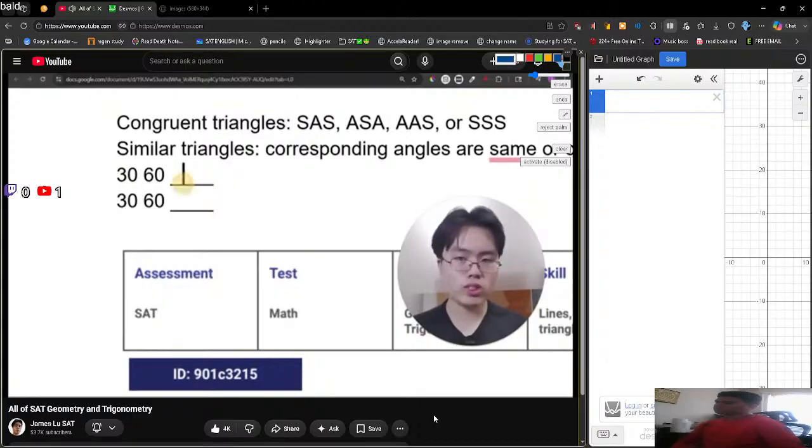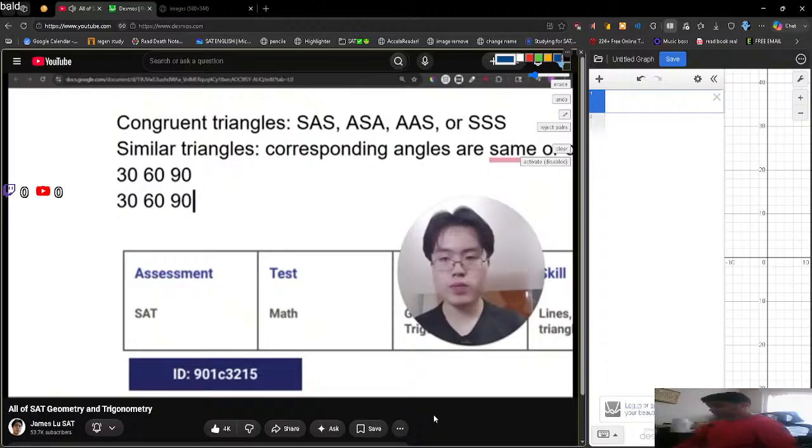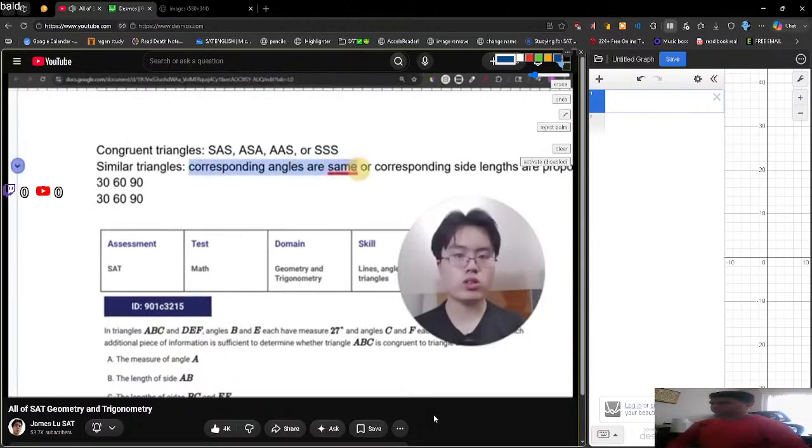Because if you know two angles, you can get the third one. Like 180 minus 30 minus 60 is going to equal 90, obviously. So we can solve for the other ones. As long as two separate angles in the triangles are matching, then we know those two triangles are similar. So that's one thing, proving angles are the same.